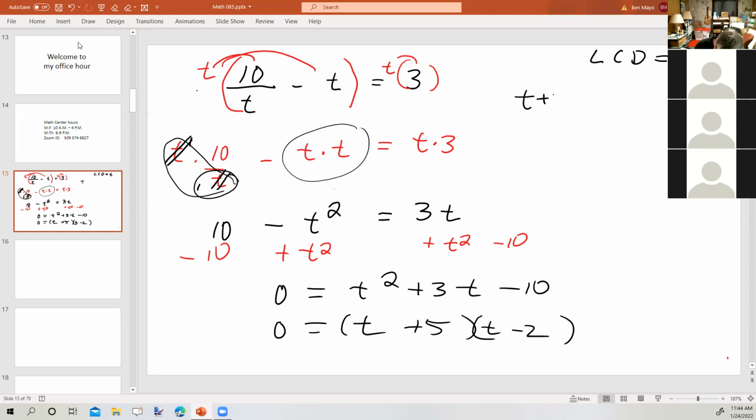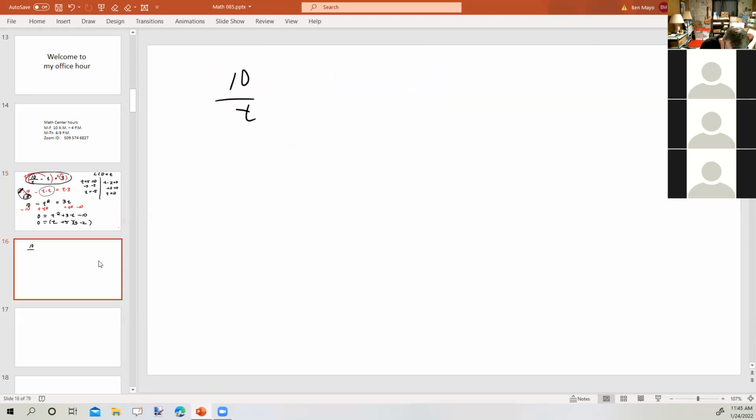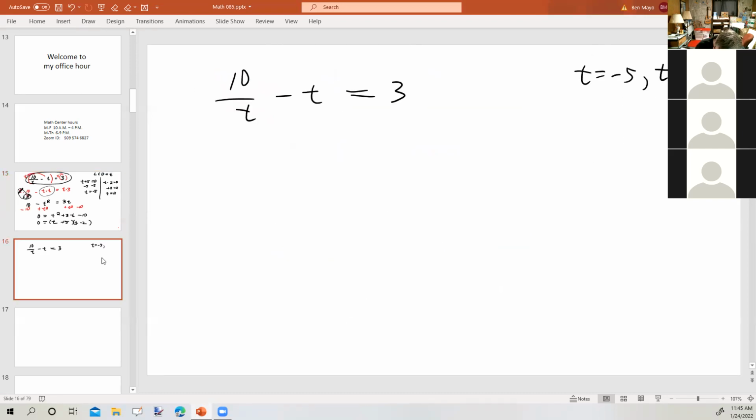Then I'm going to take each factor that contains a variable and set it equal to 0 and solve it. So the first equation, I'm going to subtract 5 from both sides and get t equals negative 5. The second equation, I'm going to add 2 to both sides and get t equals 2. Let's check our work. I'm going to take this original equation, 10 over t minus t equals 3. And I'm going to check t equals negative 5 and t equals 2.